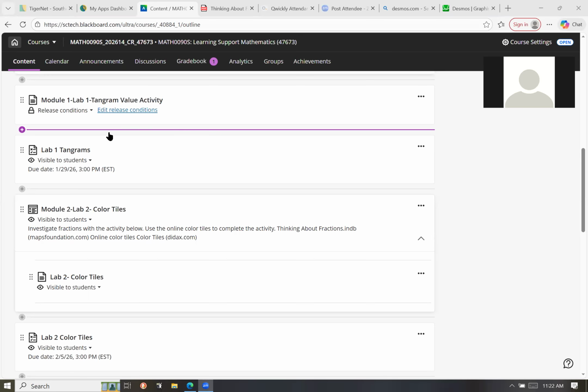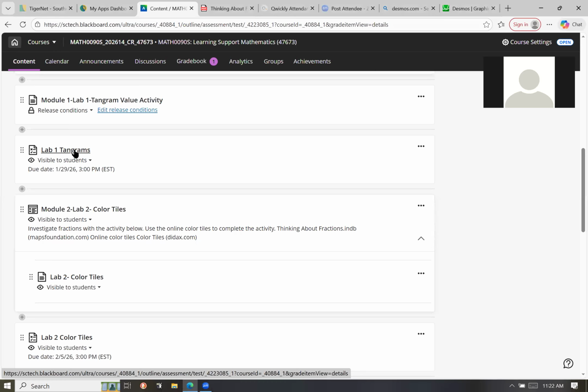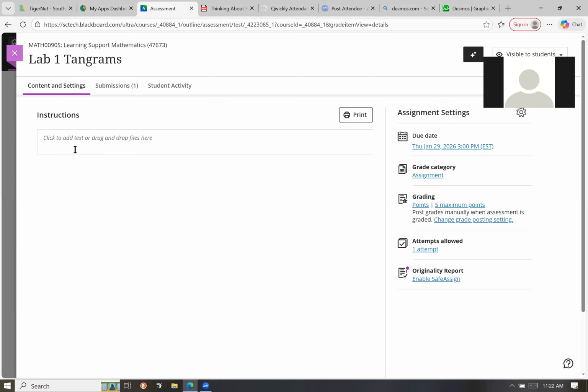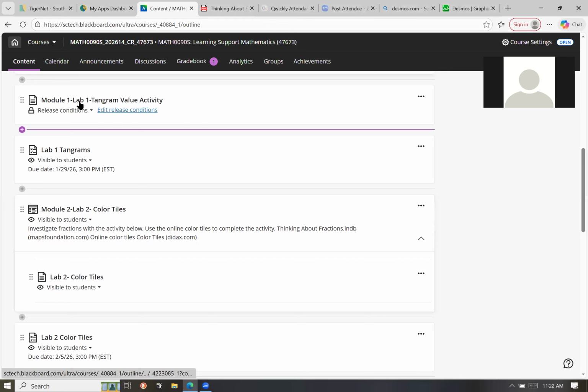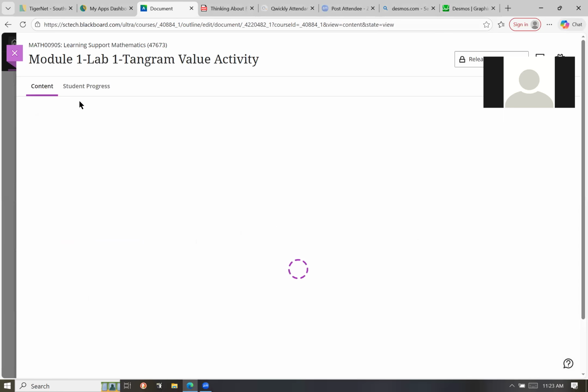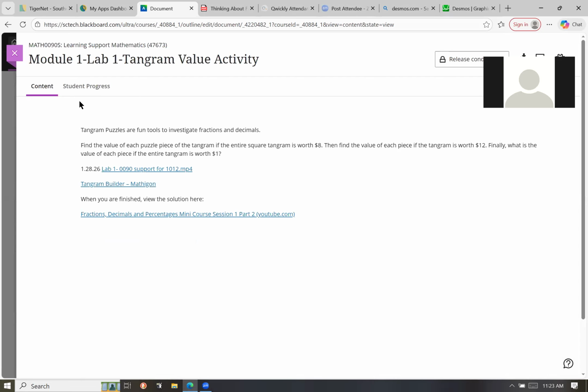Okay, in this recording, I am going to explain Lab 1 using the tangrams. And in this lab, whoops, I clicked on the submission spot instead of the actual instructions. In this lab, you're going to be looking at a puzzle and figure out, if the whole puzzle is worth $12, how much would each piece have to be?